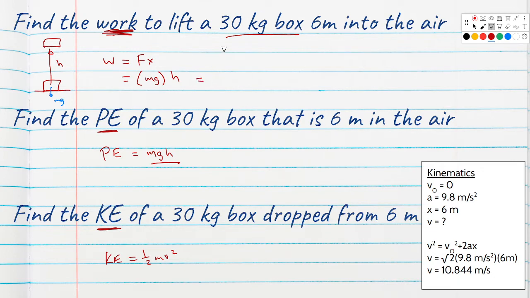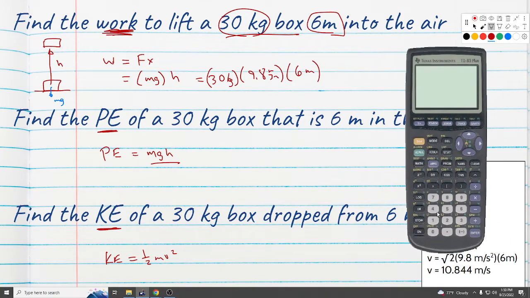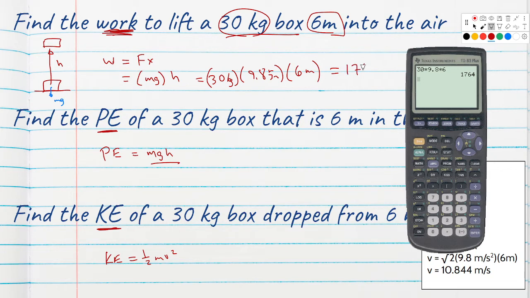So all we really have to do here is take the 30 kilograms of mass, multiplied by g, 9.8 meters per second squared, times h, the height, the x, whatever you want to call it, but 6 meters right there. And that's going to be some kind of number. 30 times 9.8 times 6 is 1,764 joules. We're measuring energy, so it's in joules.